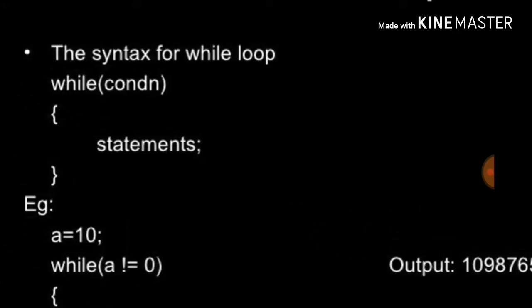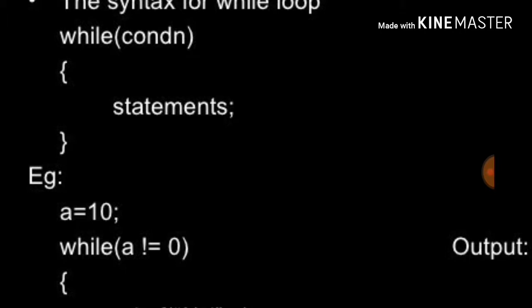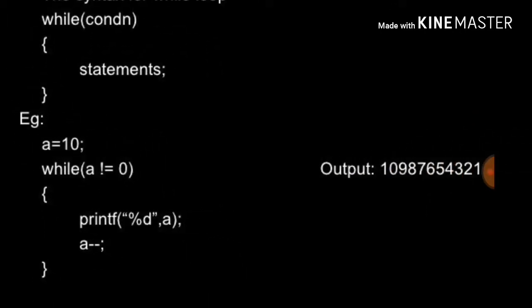Next is while loop. In while loop, first the condition is checked, then the statements are executed. Here is a program for printing 10 to 1 integers in decreasing order.